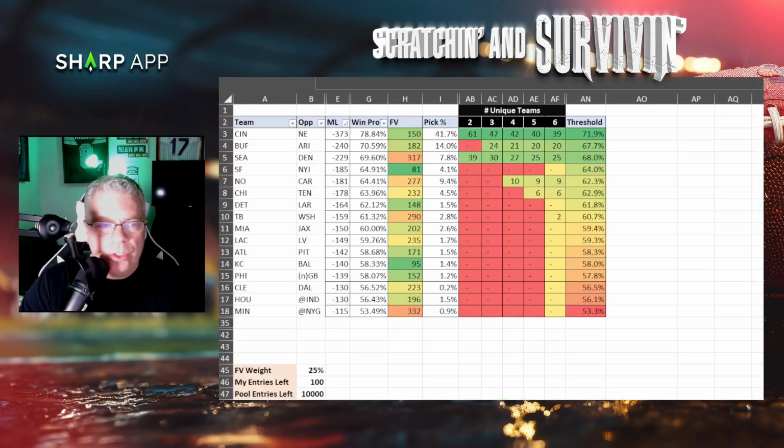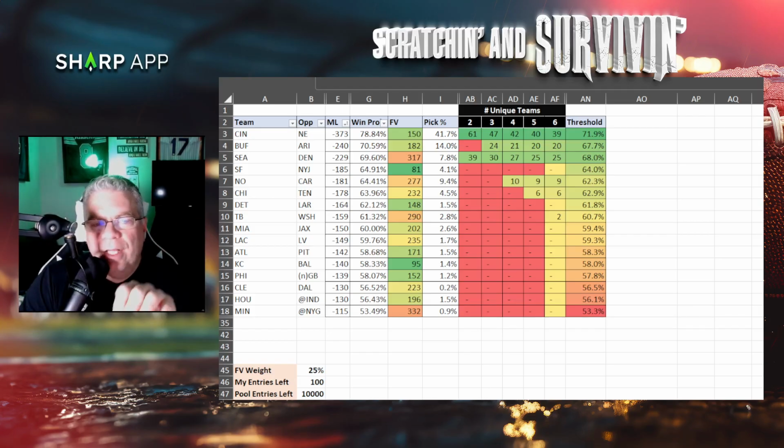The spreadsheet is going to show you a few things, right? We've got obviously the teams, the opponents, the money line. Now, this is a vigless money line. If you don't understand what a vigless money line is or implied probabilities, we've got a lot of videos here at the Sharp app, and you could of course join our Discord as well. Always ask questions. I take the vigless line from the Sharp app and convert it. This win probability is the implied probability based on that line.